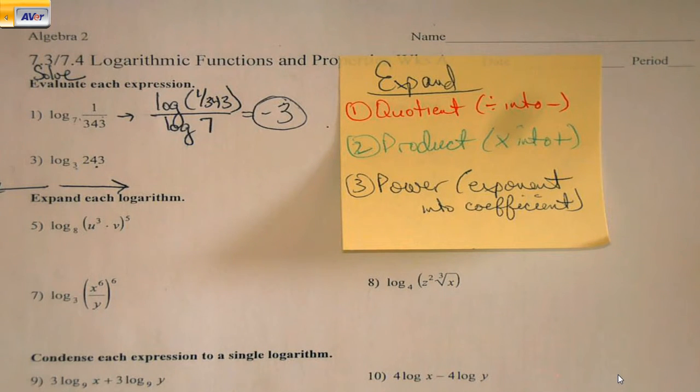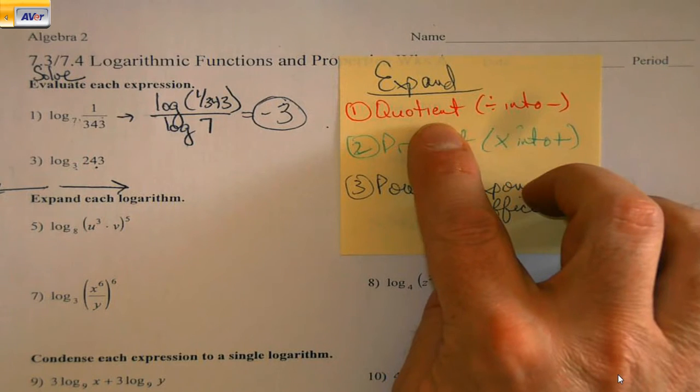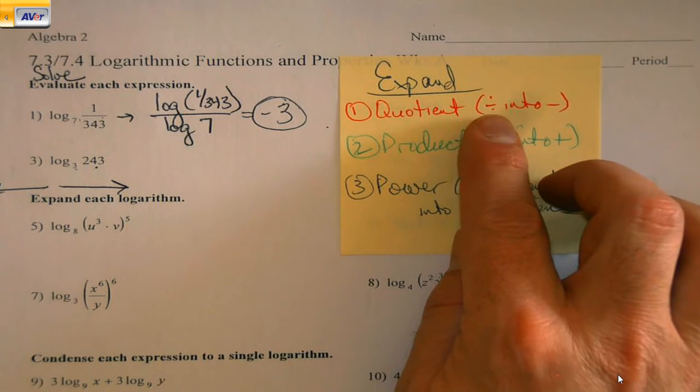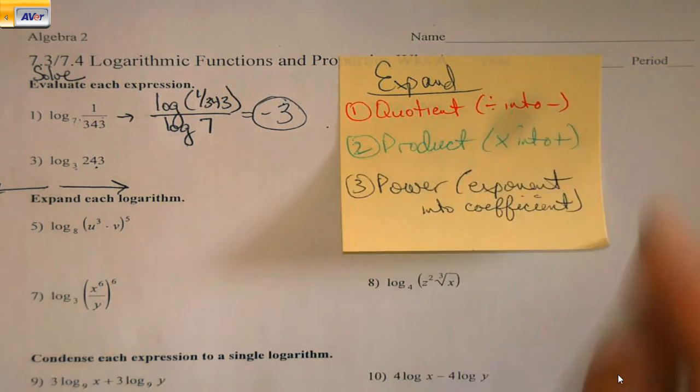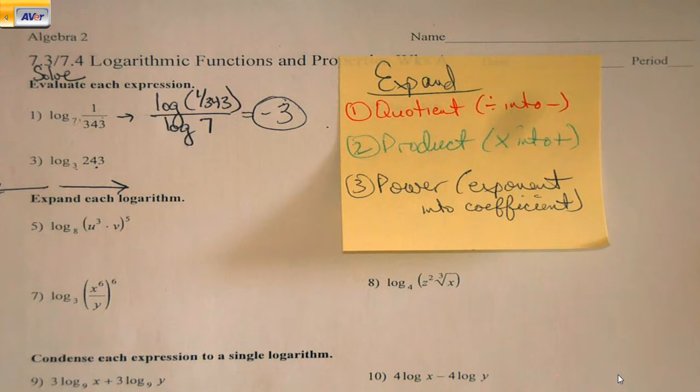We talked yesterday about 3 properties of logarithms: the quotient property, the product property, and the power property. The quotient property, if we see any fractions or division, we turn divide into subtract. The product property, if we see multiplying, we turn that into addition. So those are similar to exponent rules. And then the power property, if we see exponents, they're going to turn into coefficients, into numbers in front.